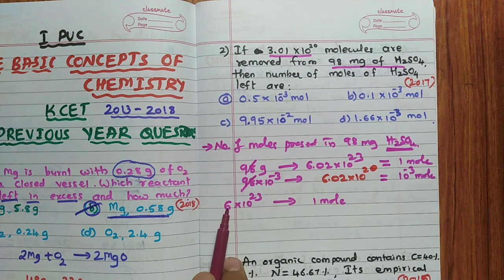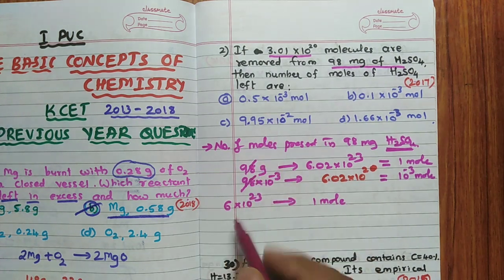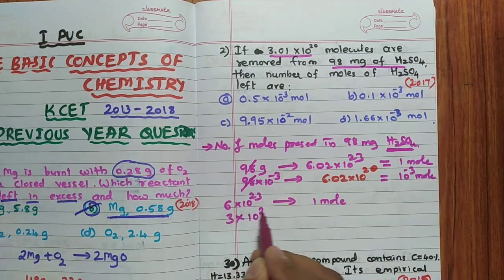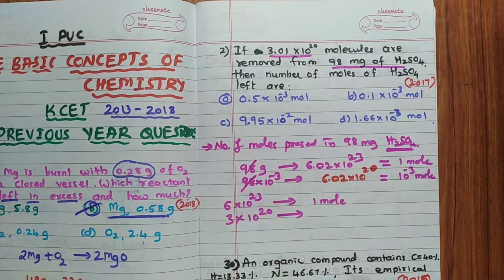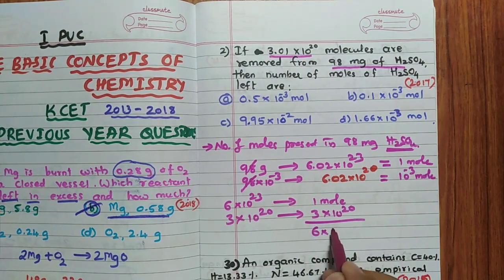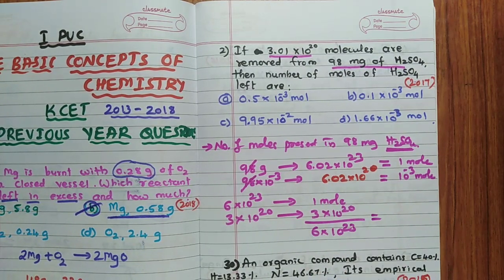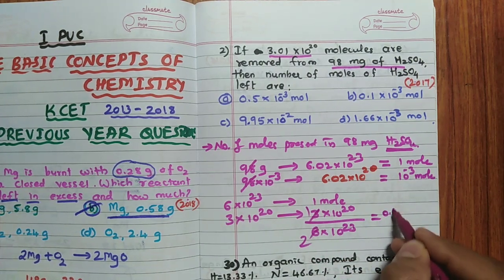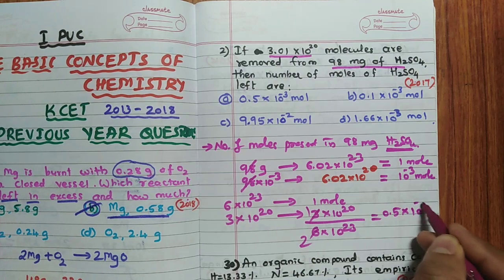We can calculate. Now 6 into 10 to the power 23 means 1 mole. 3 into 10 to the power 20 means how many moles? You calculate. So 3 into 10 to the power 20 divided by 6 into 10 to the power 23. 3 ones are 3, 3 twos are 6, so 1 by 2 means 0.5. 0.5 into 10 to the power minus 3 mole.